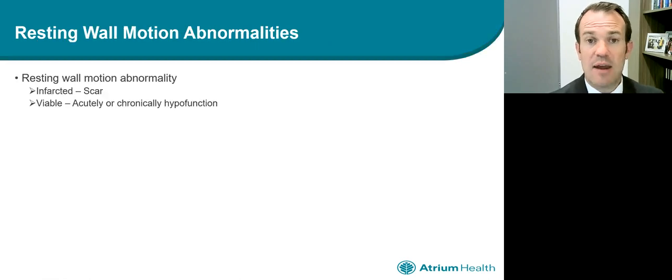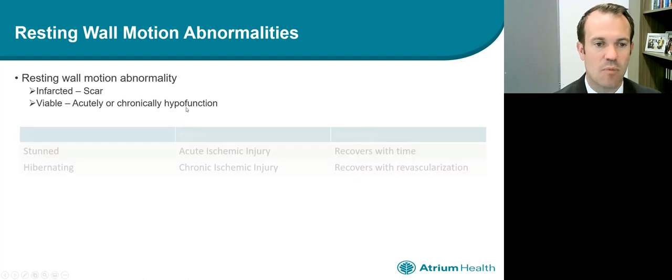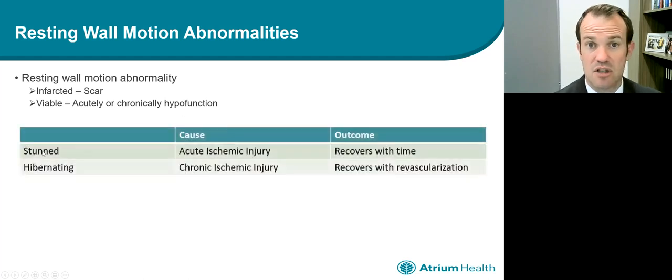So when we see a resting wall motion abnormality, it is either related to an infarct or scar, or this is viable myocardium, and this is usually related to either acutely or chronically hypofunctional segments. This can be broken down into stunned myocardium, which is usually after an acute ischemic injury and will recover with time, or hibernating myocardium, which is related to chronic ischemic injury and will recover with revascularization.